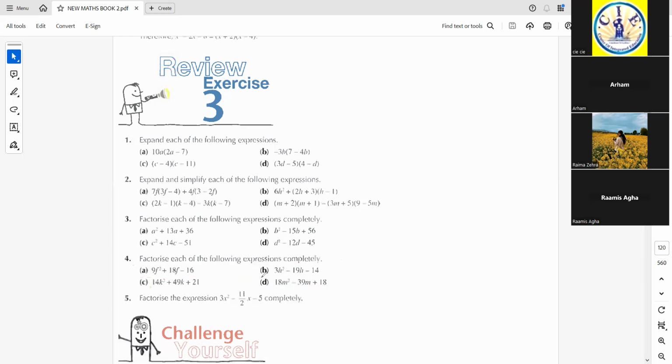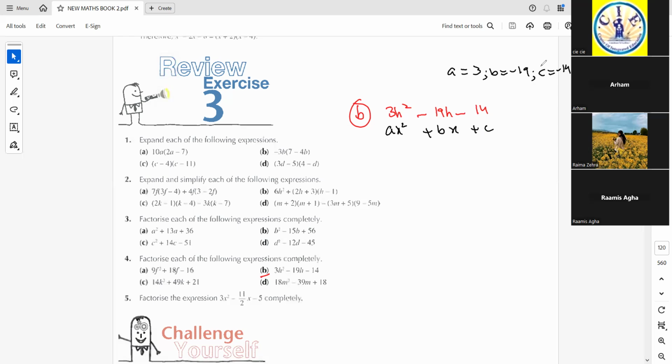let's suppose part B. 3h square minus 19h minus 14. As we already observed and discussed, we cannot take something common from these three. So we are going to apply the same procedure. First of all, I'm going to have it compared with this so that I can have the values of A to be 3, B is negative 19, and C is negative 14.